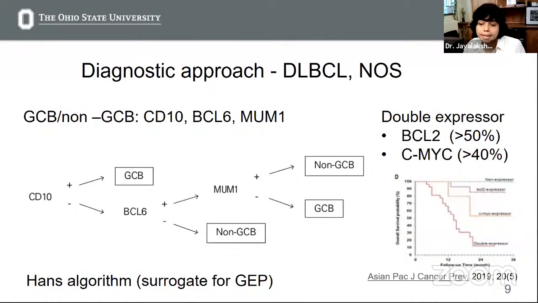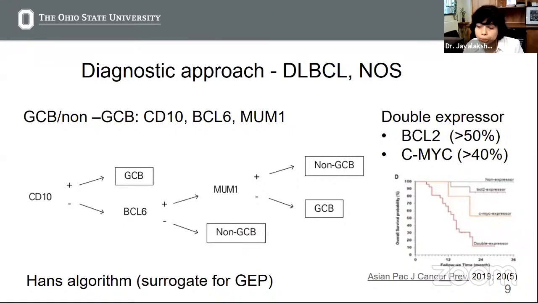If they are CD10 negative, look for BCL6, and if BCL6 is negative, it becomes non-germinal center. If it is positive, look at MUM1. If MUM1 is positive, it is non-germinal center B-cell, and if MUM1 is negative, it is germinal center B-cell type. This is a good classification to use in the clinical setting.